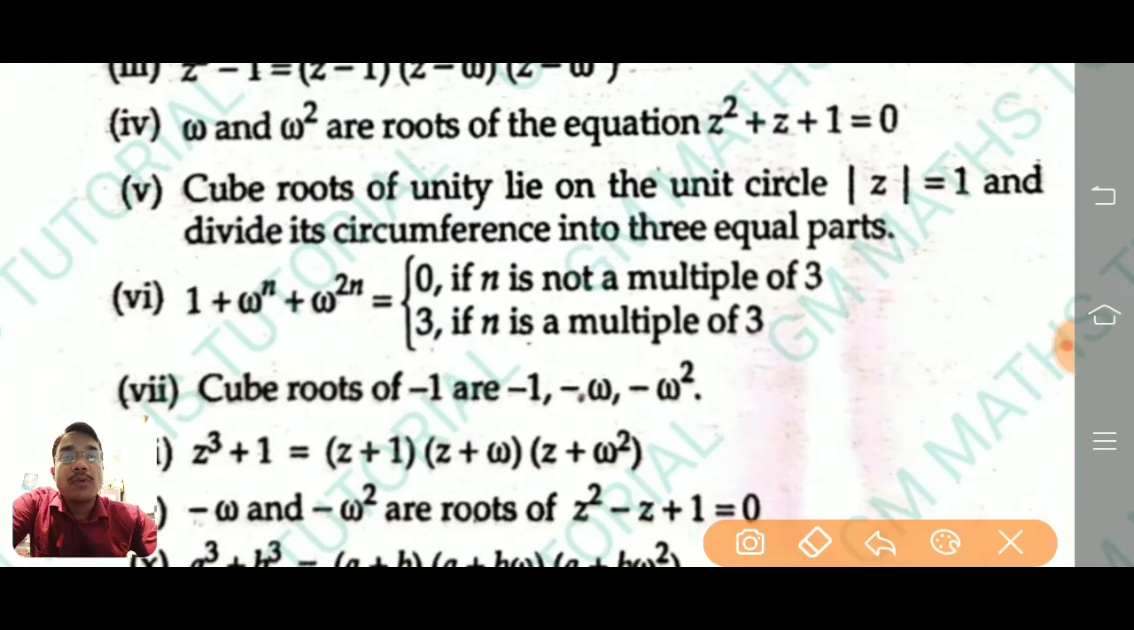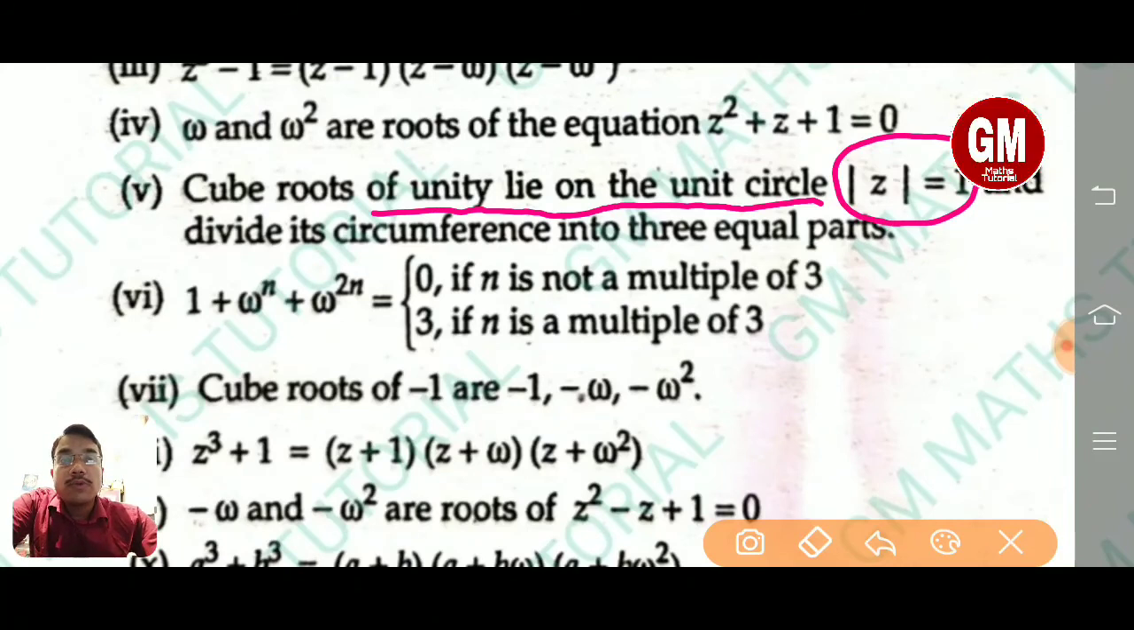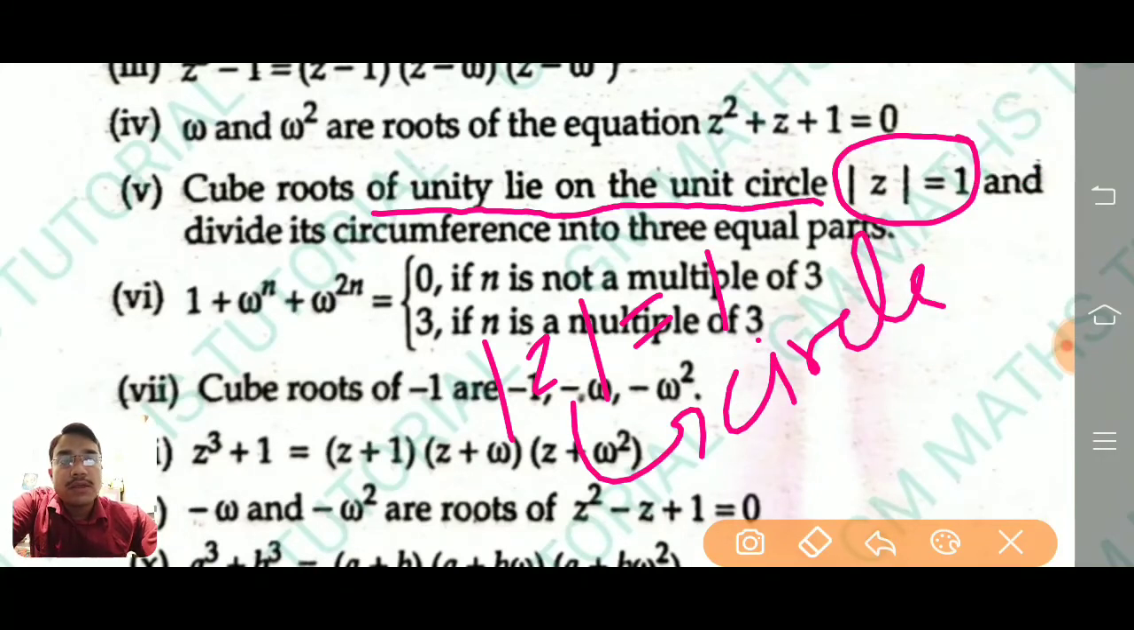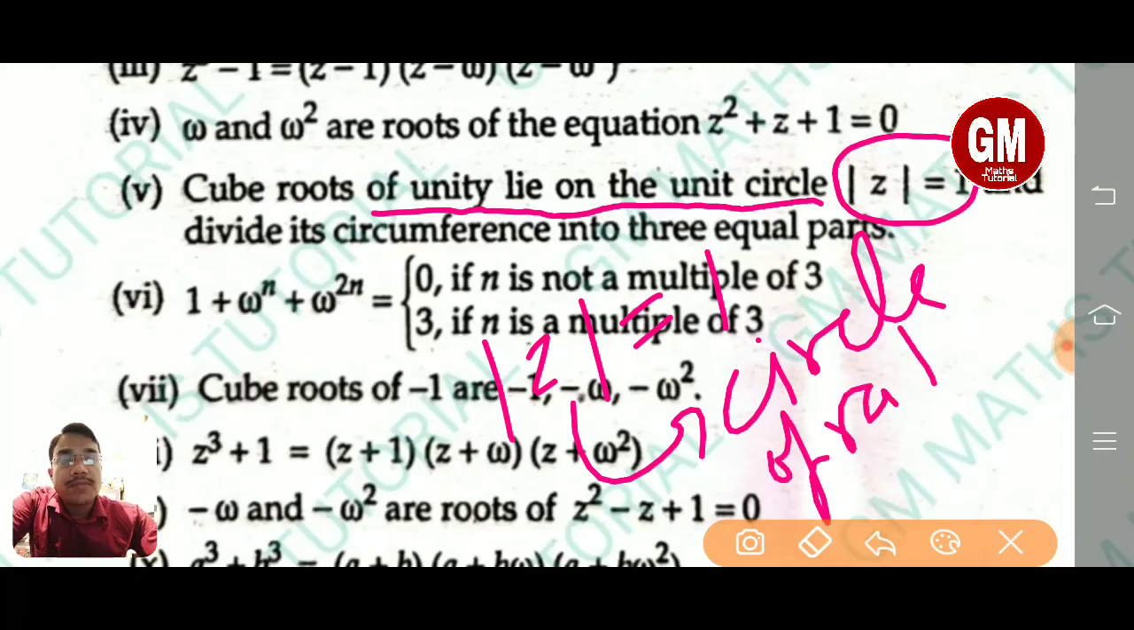Now next, property number 5 says that the cube roots of unity lie on the unit circle, whose value mod z is equal to 1. Now you can see what is the meaning of mod z is equal to 1. First of all, if you are in class 11th, you have to know what mod z is equal to 1 means. Mod z is equal to 1 represents a circle of radius unity 1 and center at the origin, that is, 0, 0.